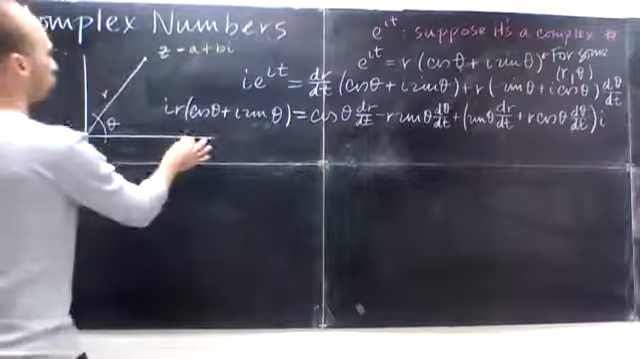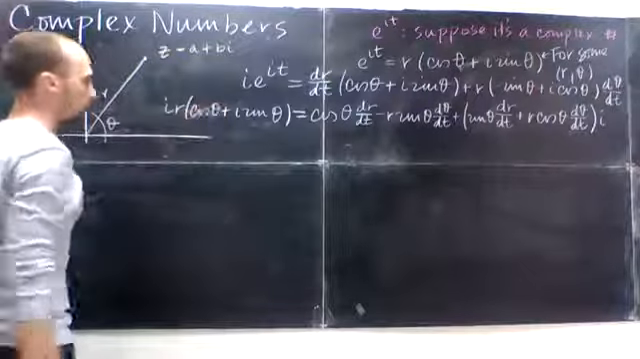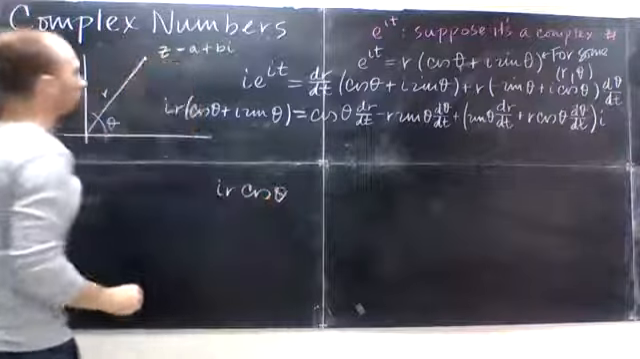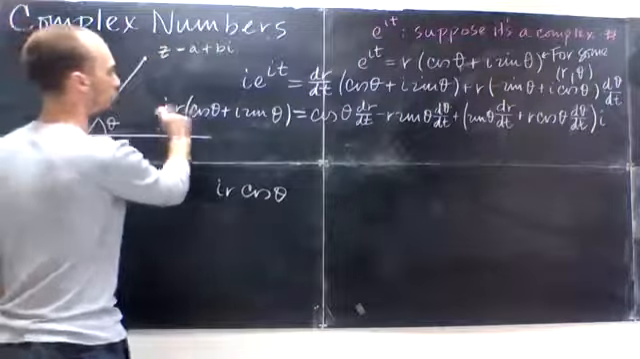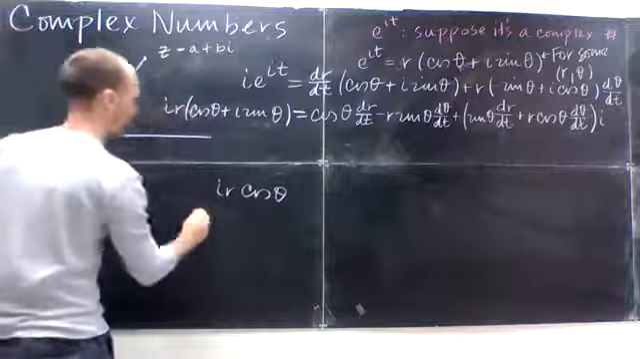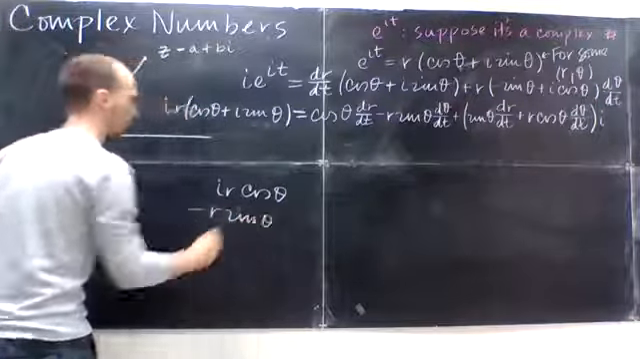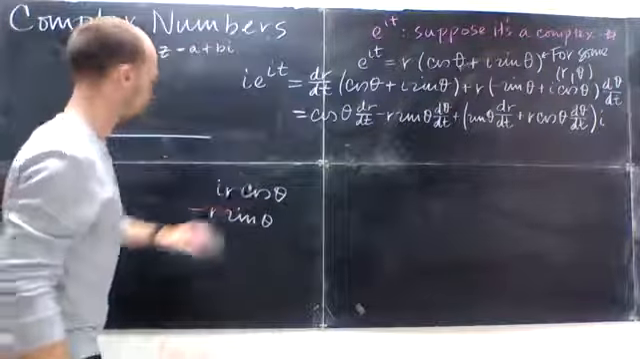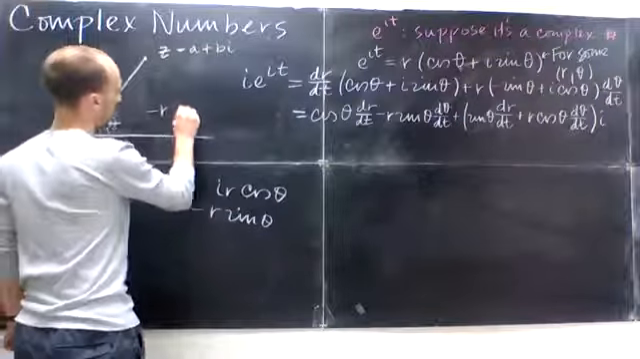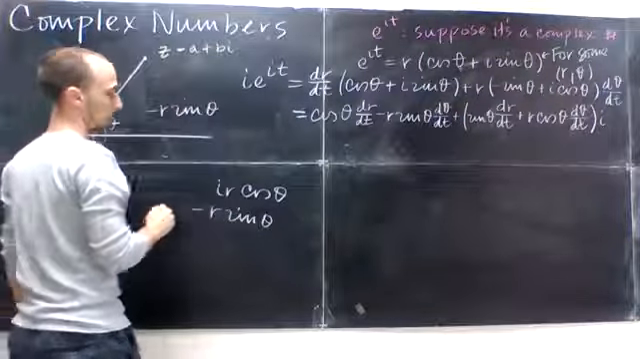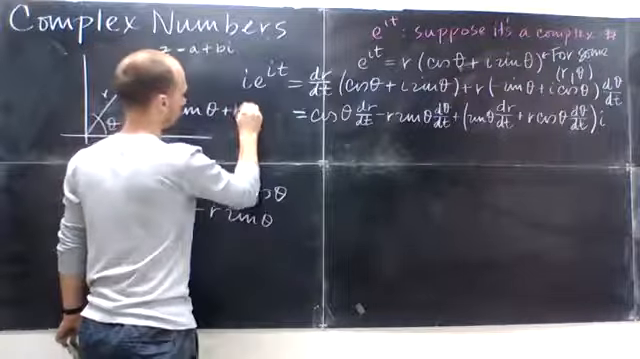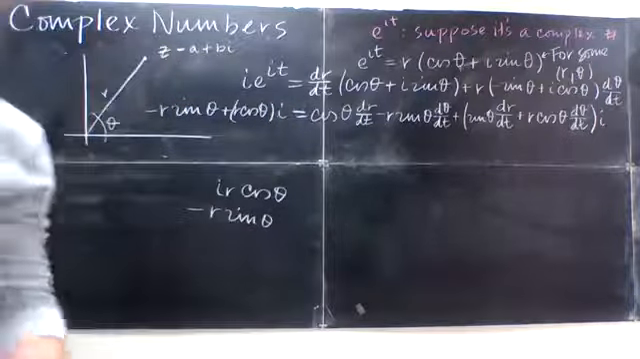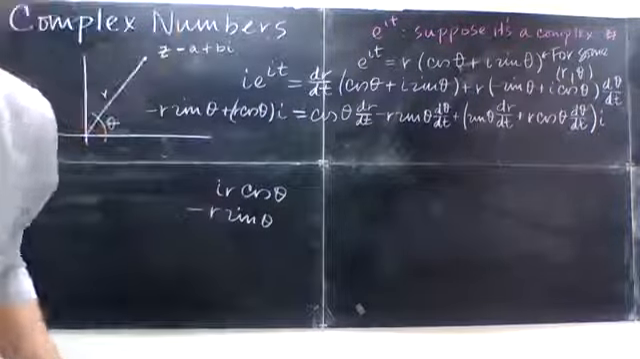So when I distribute this, I'm going to have an IR cosine theta. So I'll just keep square down here. I'll have an IR cosine theta, and then an I squared, that's a -1 R sine theta. So minus R sine theta. Okay, so I'm going to actually replace that here to save some space. So I've got -R sine theta plus IR cosine theta, so R cosine theta I. All right. And then I'm going to equate real and imaginary parts.